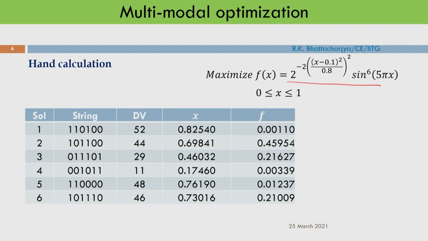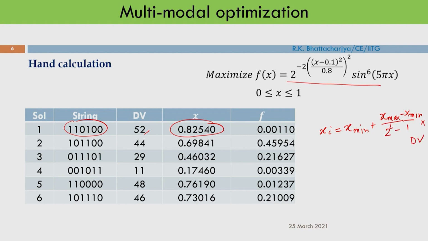Suppose these are the 6 solutions I have considered. This is the first string, 110100, and its decoded value is 52, and the real value is 0.82540. How have we calculated that? x_i is equal to x_min plus (x_max minus x_min) divided by 2 to the power L minus 1, into the decoded value of that particular string.